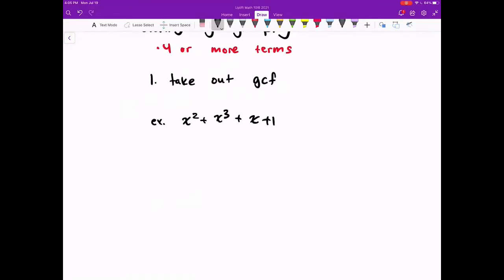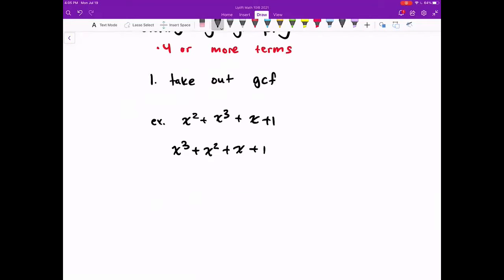So remember our first step. We see if there's a GCF, and we see that there isn't a GCF we can take out. So our next step should be to arrange the polynomial in descending degree. Remember that from last class where we saw the degree of the polynomial. So x³ + x² + x + 1, a polynomial in descending degree.